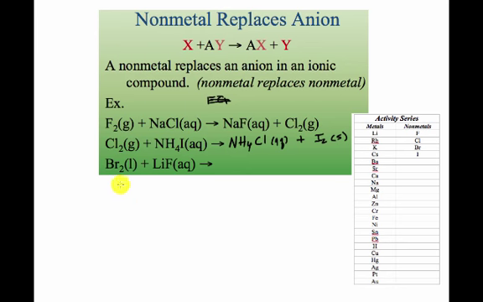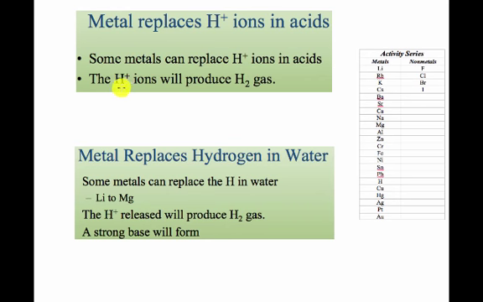Okay. So now bromine is going to come in here and attempt to replace fluorine. Bromine is below the fluorine, so therefore, again, no reaction. So it's pretty much the same thing that we just saw. Okay, so no reaction. All right, 2 more types of reactions to look at. One would be metals can sometimes replace the hydrogen ion in acids. Okay, so some metals can replace hydrogen ions in acids.